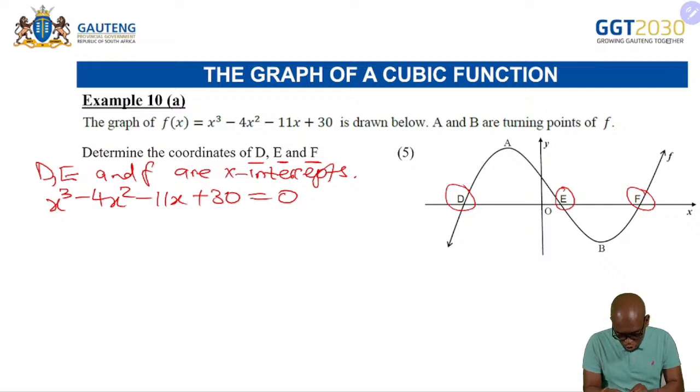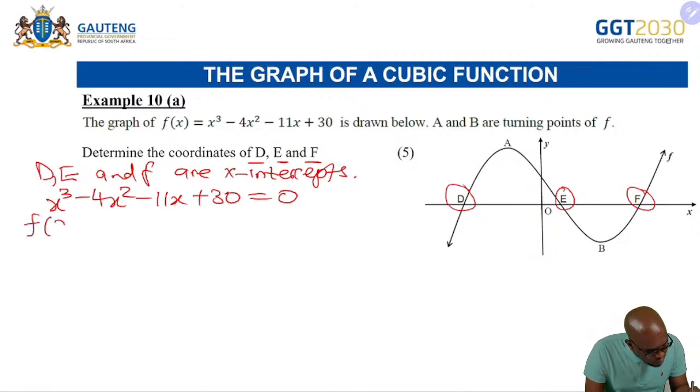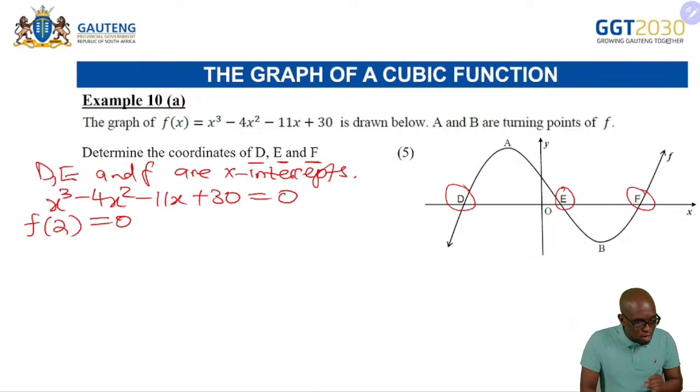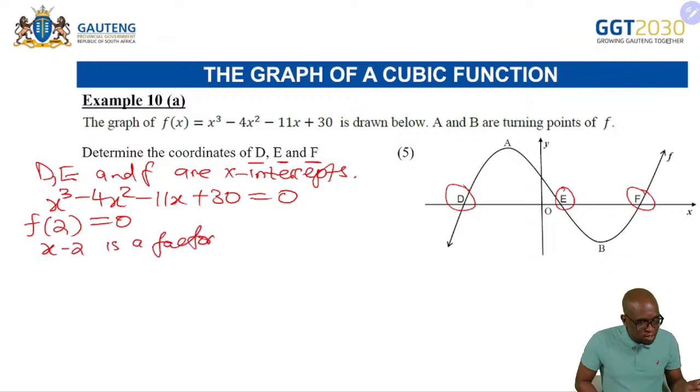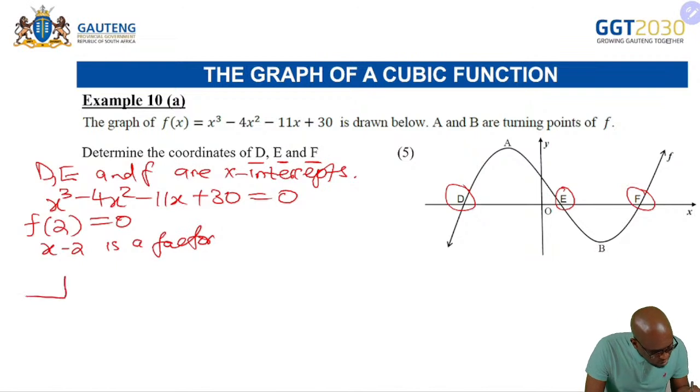Trying out 2 now, if I use 2, I get 0. So if I substitute f of 2, I get that this is 0. So I know that it means that x minus 2 is a factor. If x minus 2 is a factor, then I can use my synthetic division.